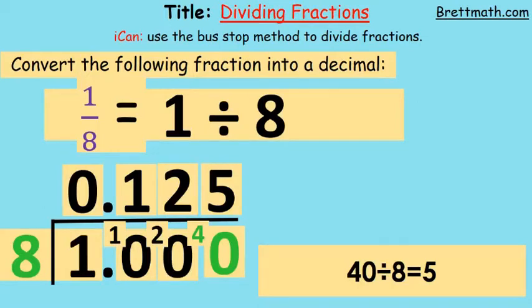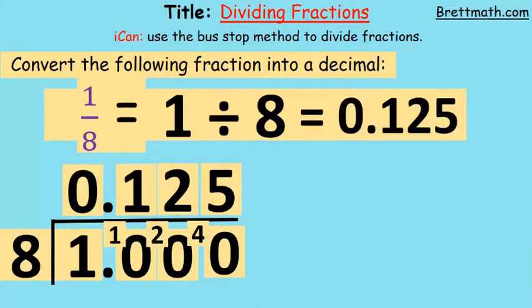And now we can easily see that 1 divided by 8 is 0.125. So we know that the fraction 1/8 is the same converted to a decimal as 0.125.